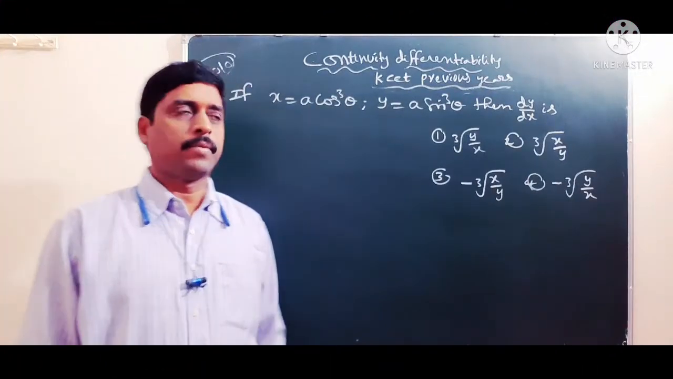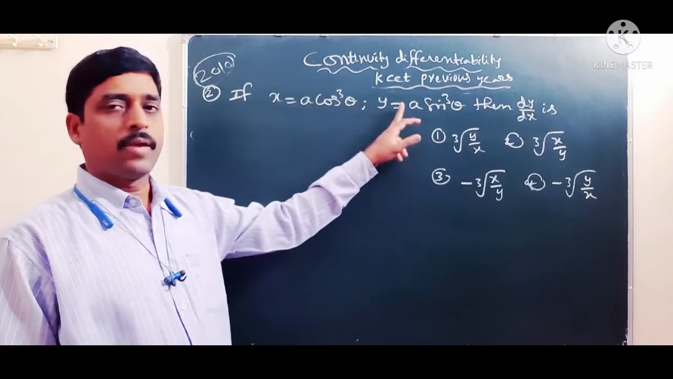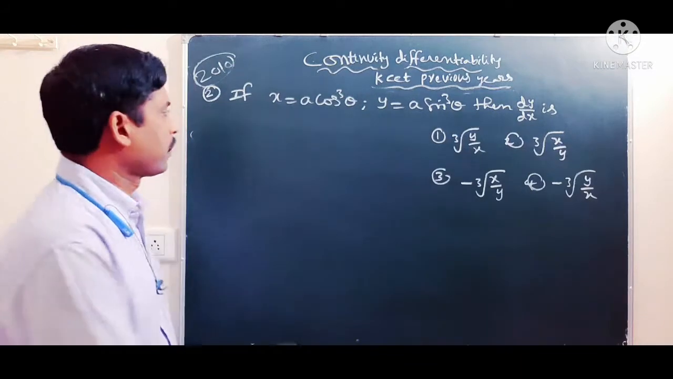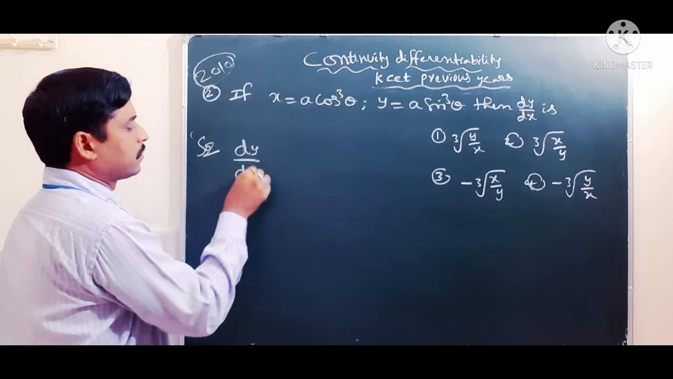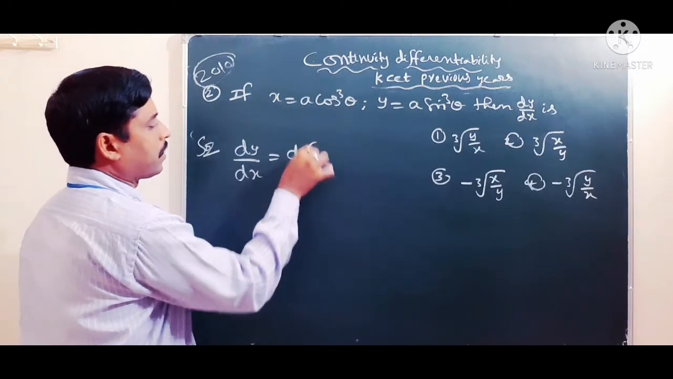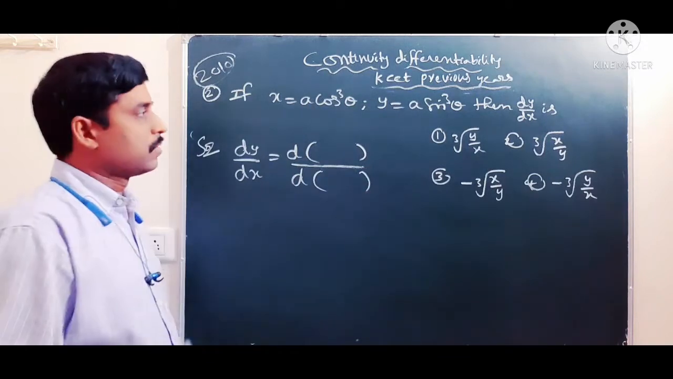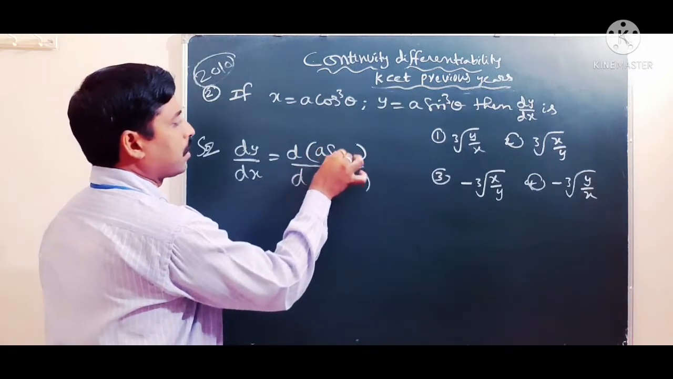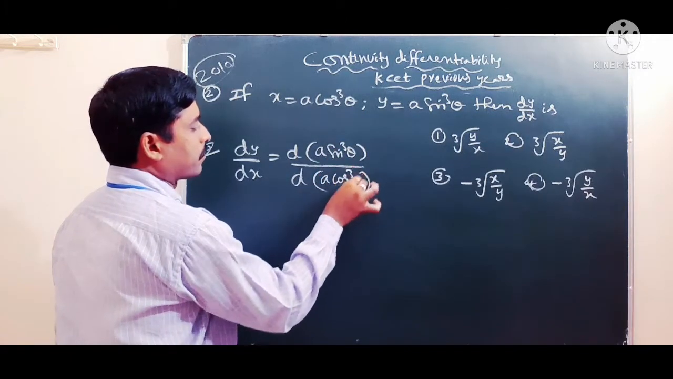Let us go to the next problem. This is from 2010. X and y values are given. We have to find dy by dx, the derivative of y with respect to x. So y value is given as a sin cube theta, and x is a cos cube theta.